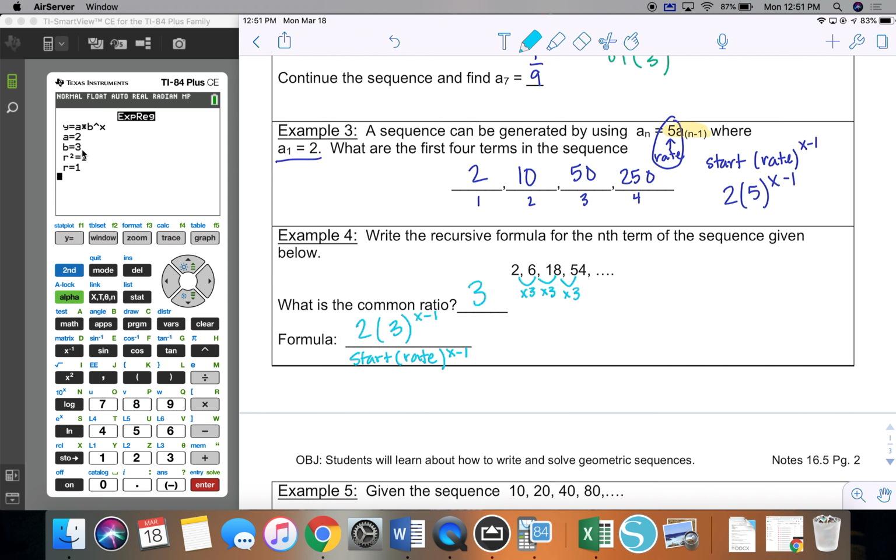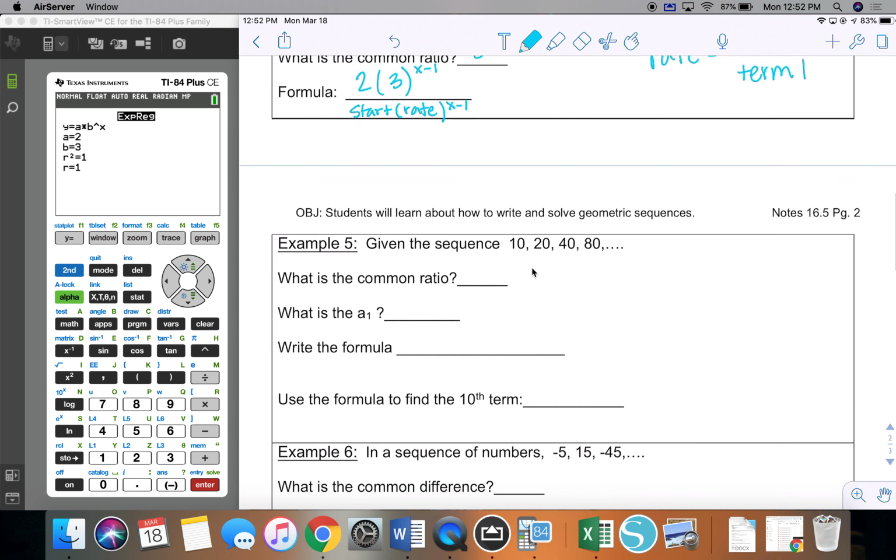No matter how you put it in stat edit, the rate you're really just looking for is that b value right here. The start may or may not work depending on how you put it in stat edit, so the easiest thing to do is just figure out your rate. You can figure out your rate by doing term 2 divided by term 1, or whichever the previous, so 6 divided by 2, 18 divided by 6. So when you're looking at two terms, take the later one and divide it by the one before it to figure out your term.